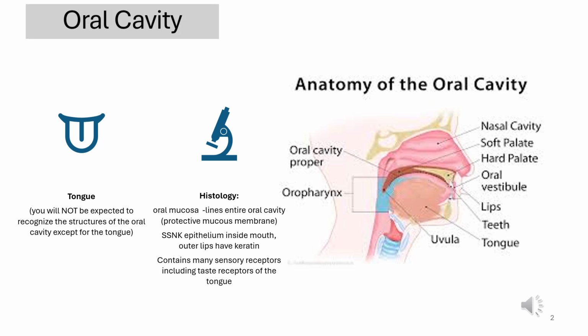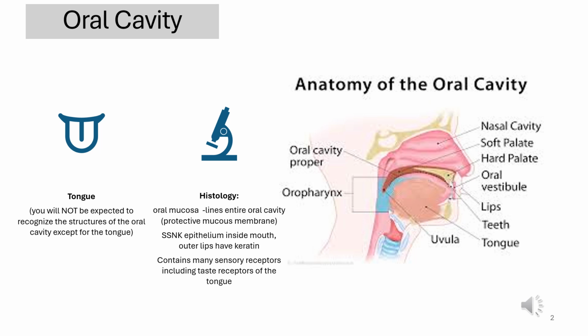So we're going to talk about the oral cavity, starting from the top all the way to the bottom of our digestive tract. Now the oral cavity is the beginning of your digestive system. So in this image, you can see that there's quite a bit involved with the anatomy of the oral cavity. You will not be expected to recognize the structures of the oral cavity except for the tongue.